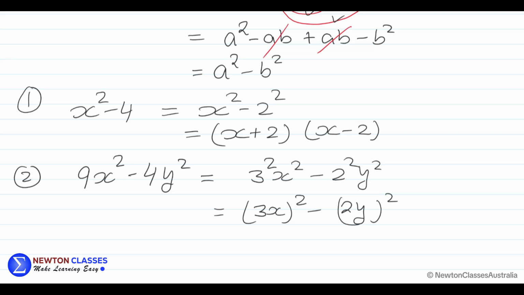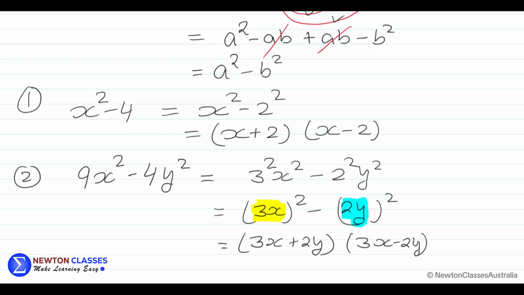Now the first bracket is like a, and the second, 2y, is just like b. So basically it is a square minus b square. And what is the standard formula? We have two factors. So what are the two factors? We have 3x plus 2y, and the other factor will be 3x minus 2y.